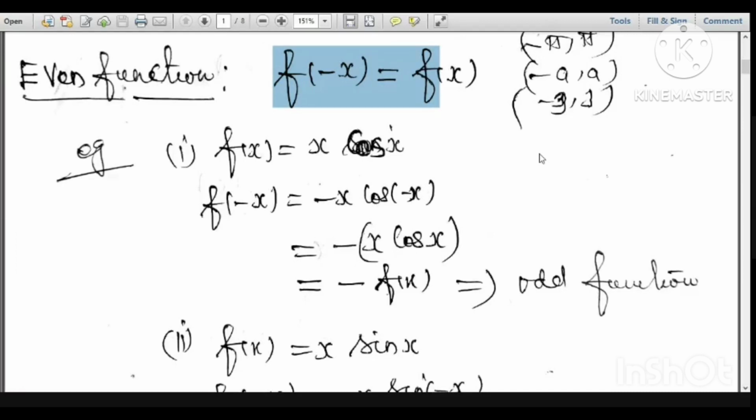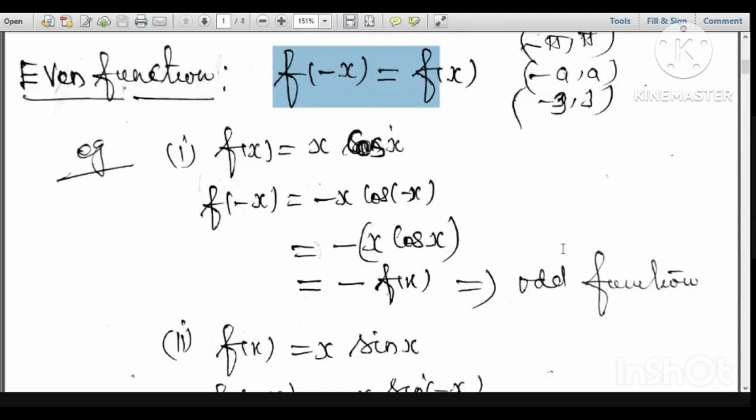So minus, what is x cos x? That is given, f of x is equal to x cos x. So for x cos x, you can write f of x. So left hand side is f of minus x is equal to minus f of x. So it is an odd function because both sides are negative sign. So f of minus x is equal to minus f of x. It is odd function. So this is one of the examples.